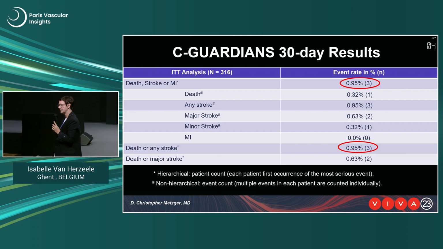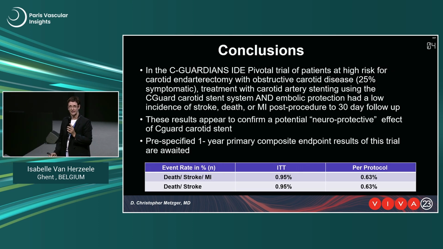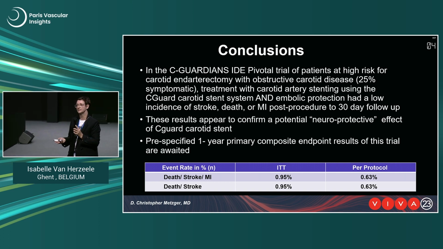But what is very impressive, although the primary endpoint is focusing on the 1-year result, is that at 30 days, we have a death, stroke or myocardial infarction rate of less than 1%. The major stroke patient was a patient in whom dual antiplatelet therapy was stopped at 10 days, and he died. Another one happened post-procedurally, and the minor stroke was somebody who had a retinal infarction who was admitted initially for amaurosis fugax. So I would just like to state that this new type of stent, the CGuard, definitely has potential, but we are still awaiting the results at 1 year.